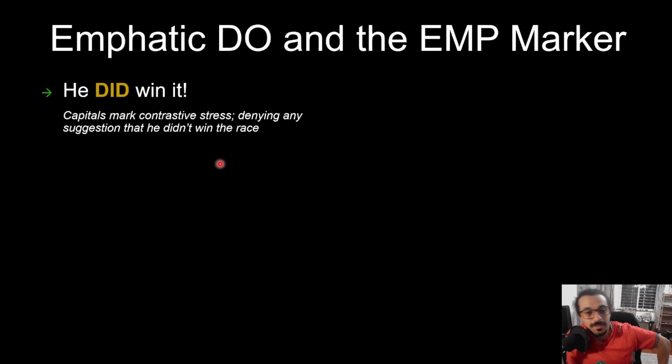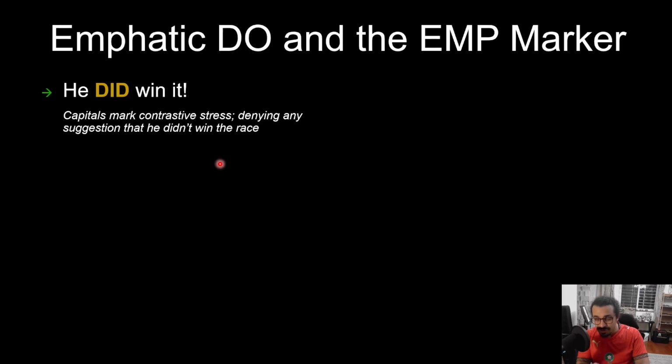Okay, anyways. So the emphatic do and the EMP, or emphasis marker. Sometimes we use do support even when we don't need it. We use it because there's a little bit of emphasis that we want to put on the sentence. "He DID win it", for example, taken from Radford's book. So the capitals here mark the contrastive stress. I'm making that part stand out because I'm putting a lot of stress on it, denying any suggestion that he did not win the race. This is what I want to aim for. This is my intention by putting a lot of stress on "did".